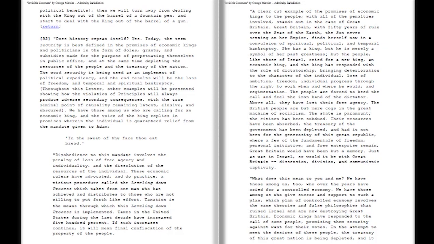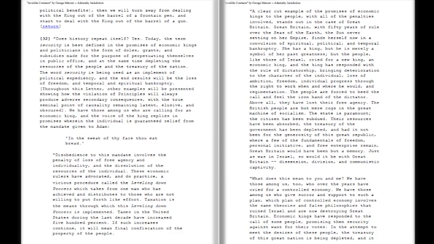The word security is being used as an implement of political expediency, and the end results will be the loss of freedom, and temporal and spiritual bankruptcy. Throughout this letter, other examples will be presented, showing how the violation of principles will always produce adverse secondary consequences, with the true seminal point of causality remaining latent, elusive, and obscured.